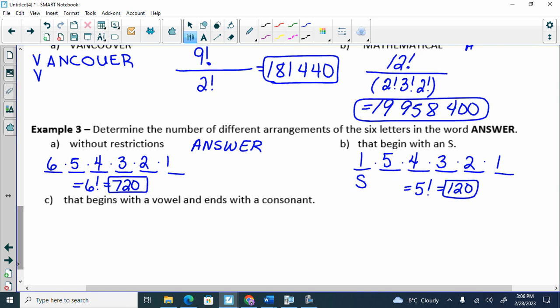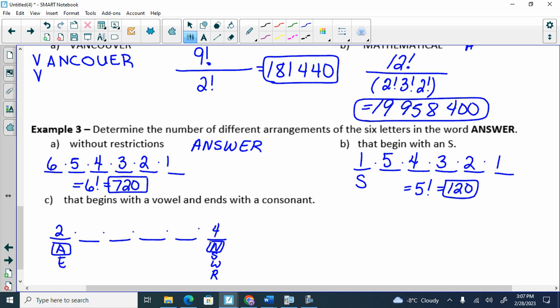Begins with a vowel and ends with a consonant. How many vowels are in answer? A, E, I, O, U. There are 2. We have an A and an E. So we have 2. Then we can box and hold one of them. This is if you want to show all the work. Consonants, we have N, S, W, R, which is 4.